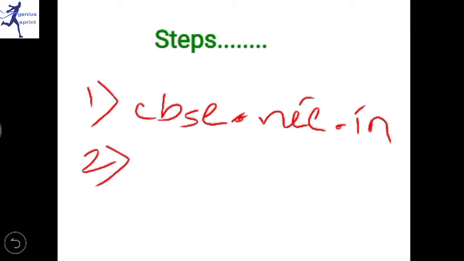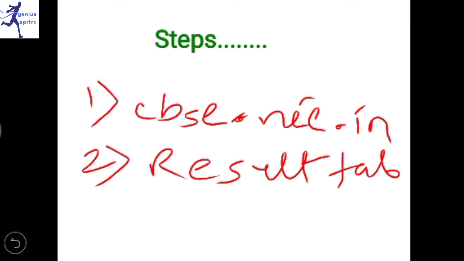Next step: when you go there, you will see a home page. On the home page you have to click on the result tab. Okay, you have to click on what? The result tab. This result tab is on the home screen. It may be on the right or left corner. You have to find this result tab and click on it.